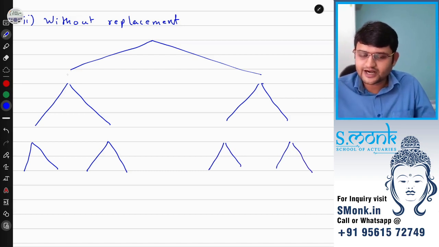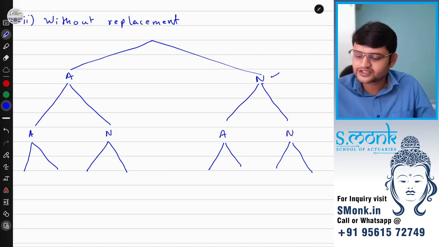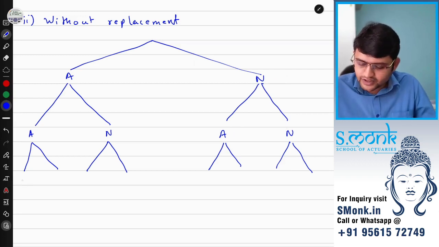So in the first card, I can get an ace or I can get not an ace. So I will write N for not an ace. In the second selection, I can get an ace or I can get not an ace, and same thing here. In the first selection, I got not an ace, and in the second one, I got an ace. Similarly, for the third selection, again two choices.